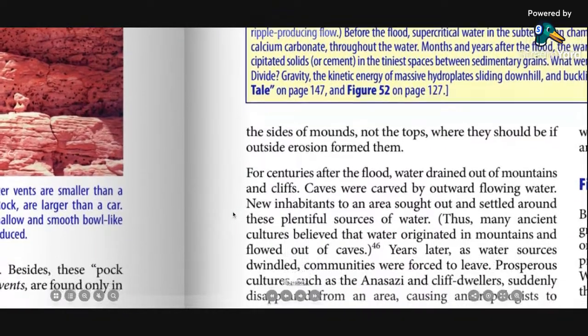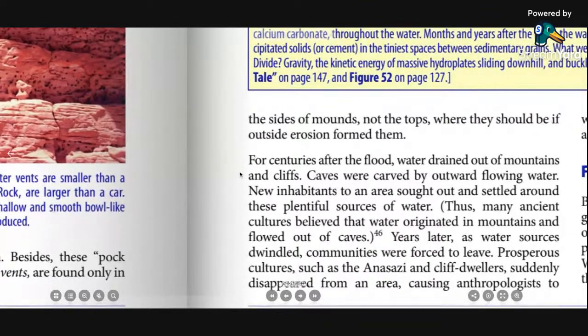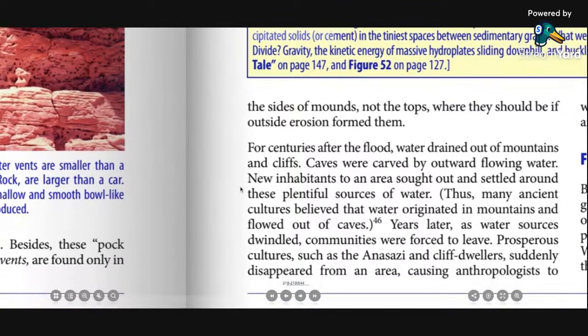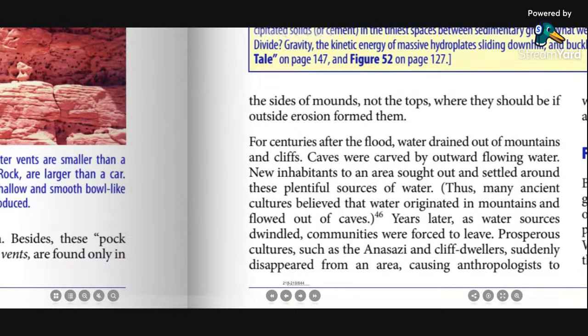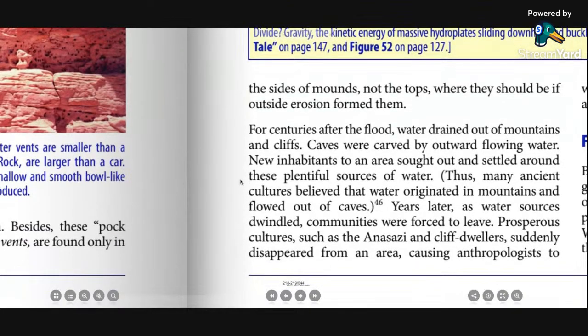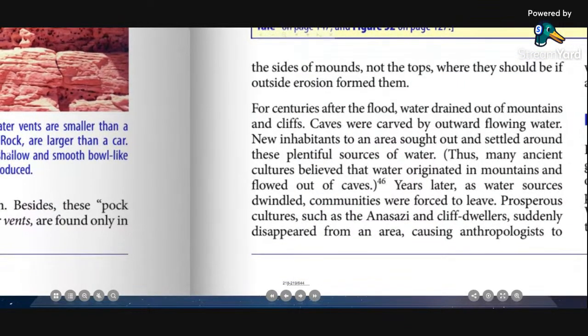For centuries after the flood, water drained out of the mountains and cliffs. Caves were carved by outward flowing water. New inhabitants to an area sought out and settled around these plentiful sources of water. Thus, many ancient cultures believed that water originated in mountains and flowed out of the caves. Years later, as water sources dwindled, communities were forced to leave.